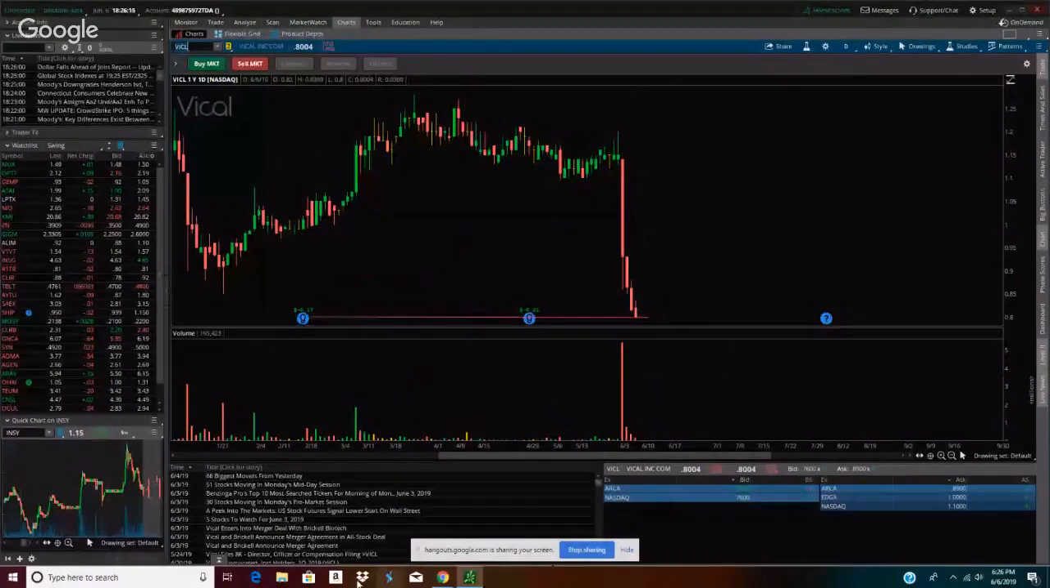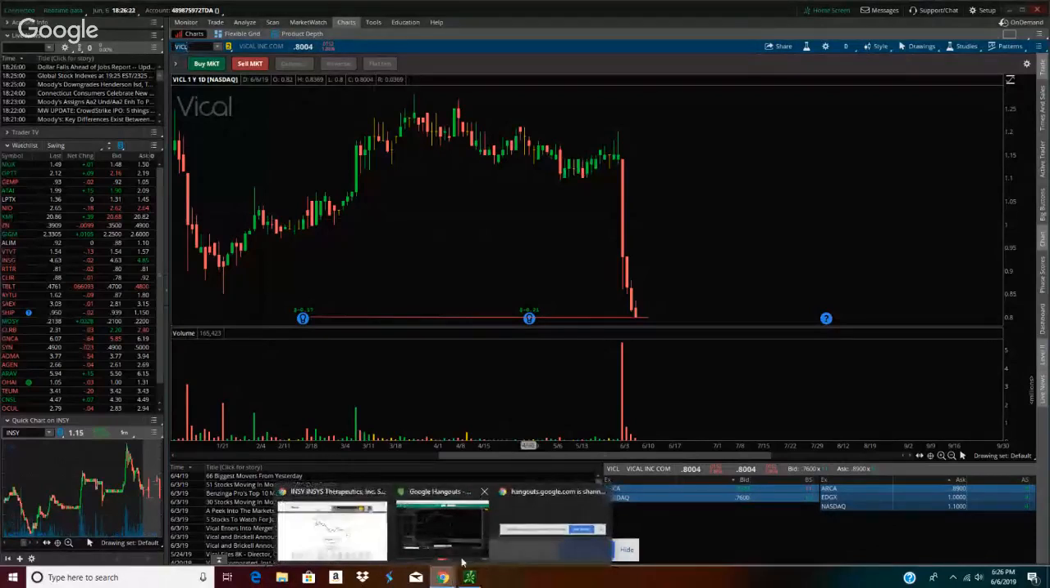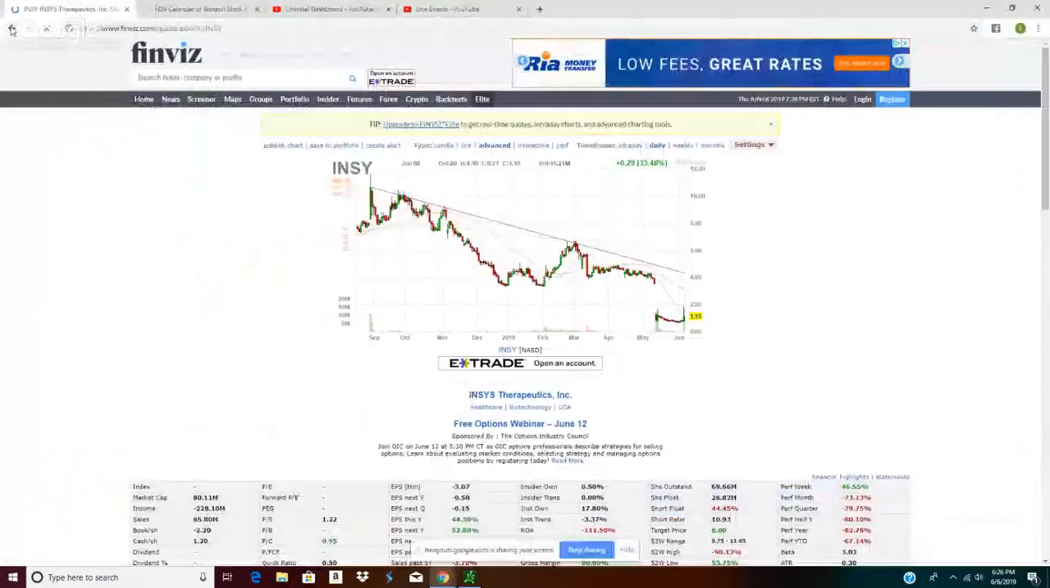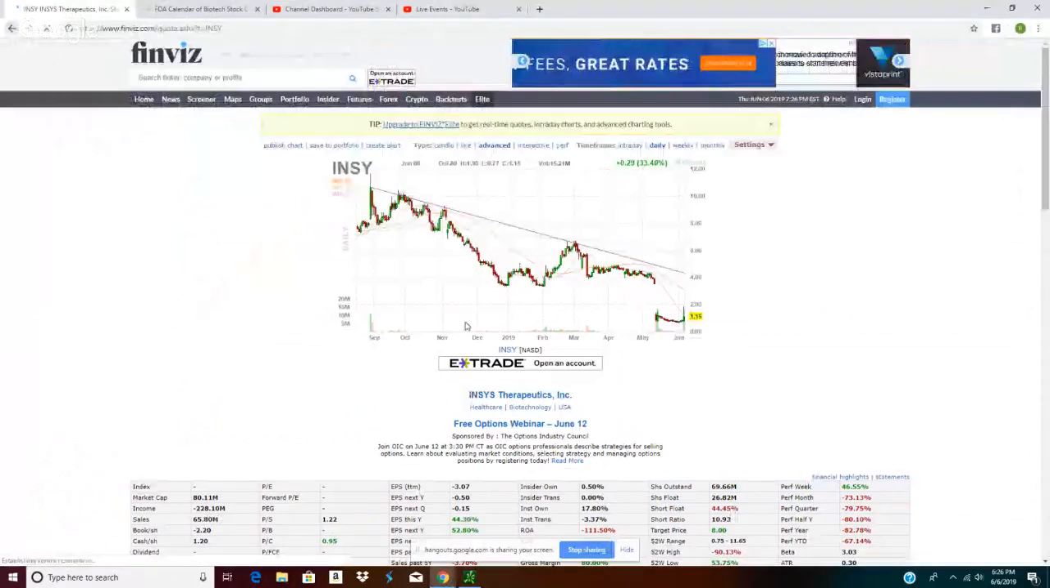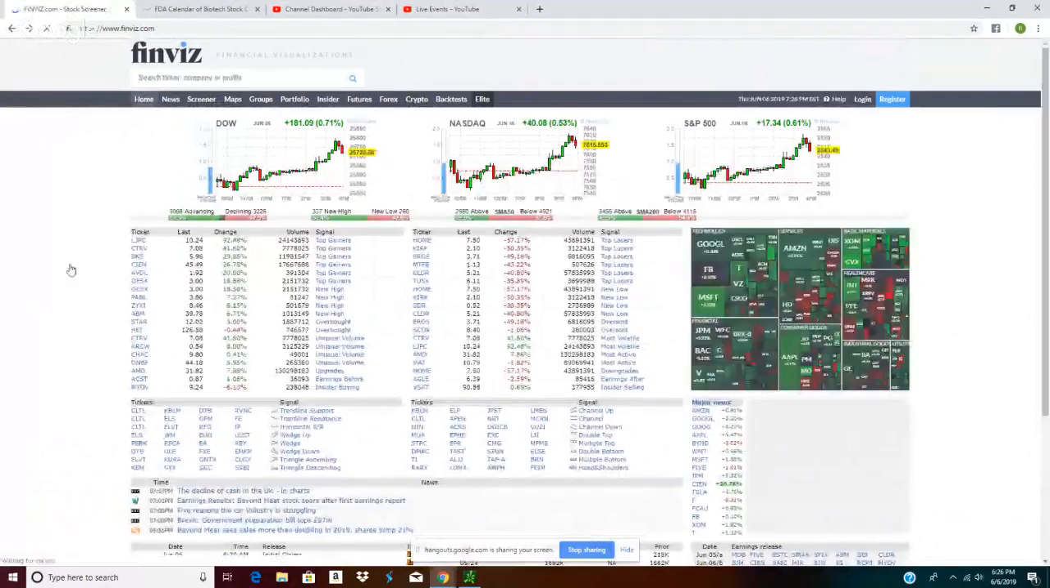I hope you all are getting that. And that's how you set up on the oversold plays. We'll go over another one. Let's just go ahead and get another oversold chart to look at.